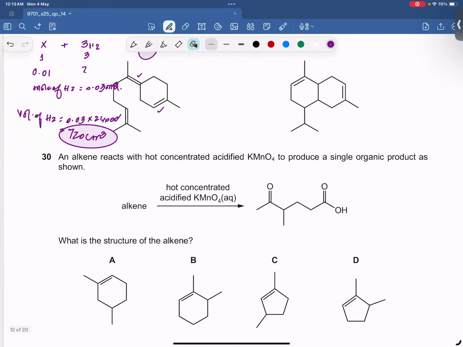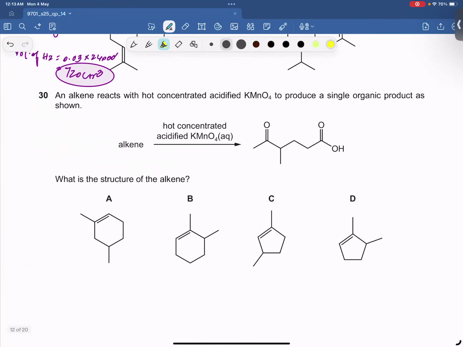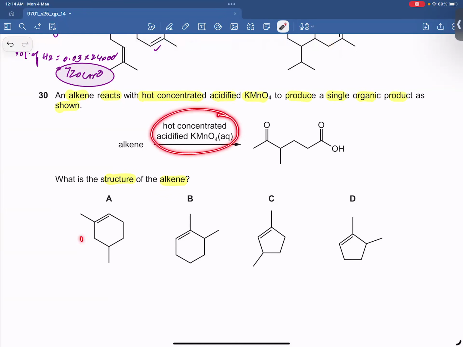My goodness. An alkene reacts with hot concentrated acid by KMnO4 to produce a single organic product as shown. What is the structure of alkene? Whenever hot concentrated KMnO4 is used, alkene is going to be the reactant. All of them are alkenes. We need to decide one by one.